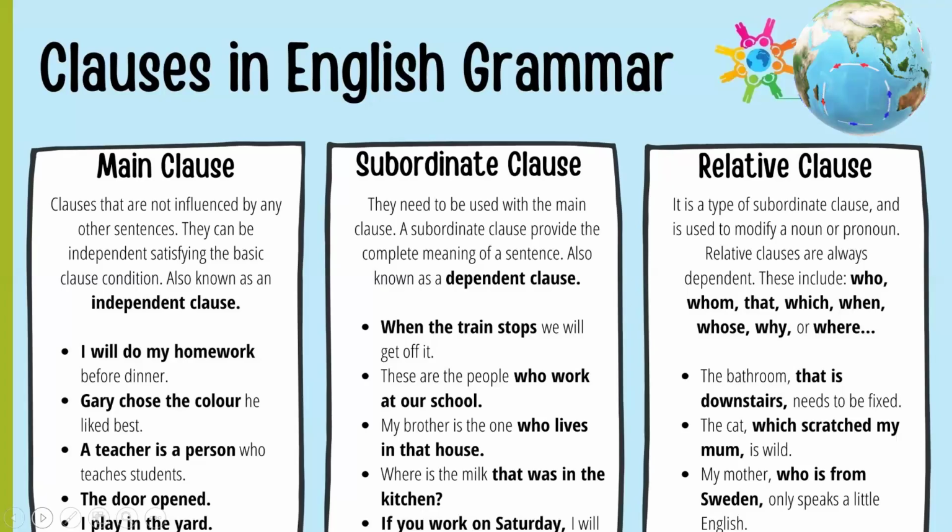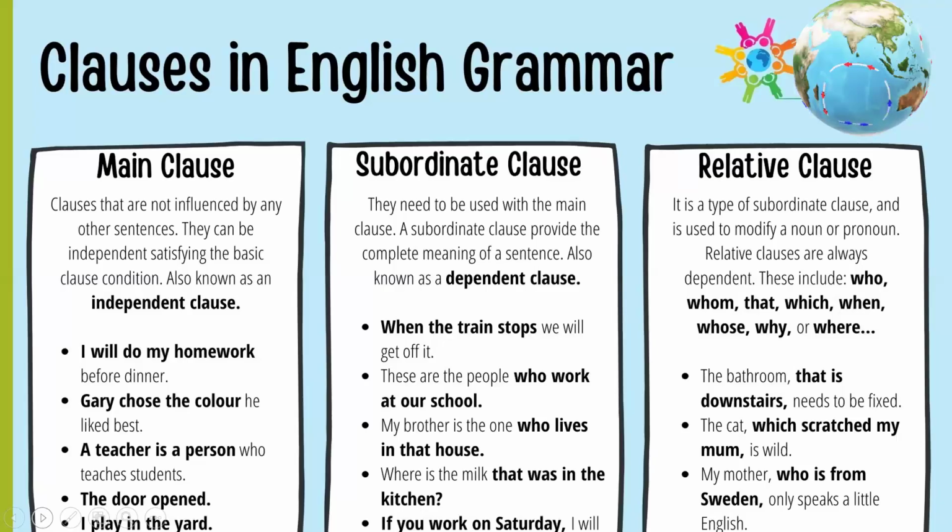"These are the people who work at our school." So "these are the people" is the main clause. "Who work at our school" is a dependent clause. "My brother is the one who lives in that house." So "who lives in that house" is a dependent clause. "Where is the milk that was in the kitchen?" So "that was in the kitchen" is a dependent clause.